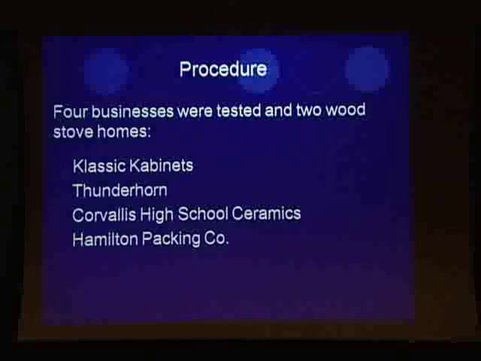We tested 4 businesses and 2 wood stove homes. We tested classic cabinets, which is basically just a cabinet shop. They work with wood and make all types of things. And Thunderhorn is a bow making company. They make bows and quivers, arrows, and hoods. In the Corvallis ceramic room, they just sculpt and create pieces of art out of clay. And Hamilton Pack is just like a meat packing place. They make jerky and stuff like that.